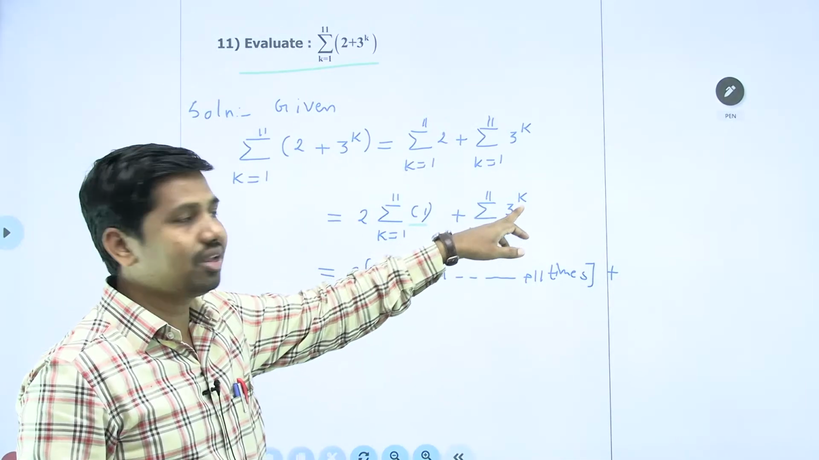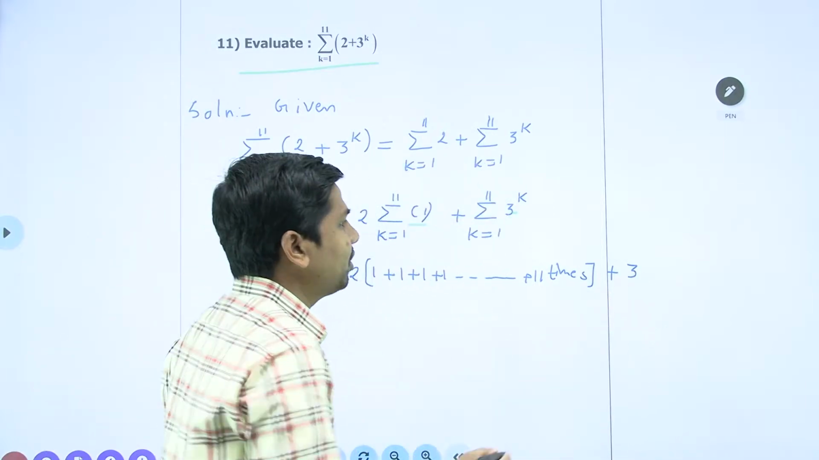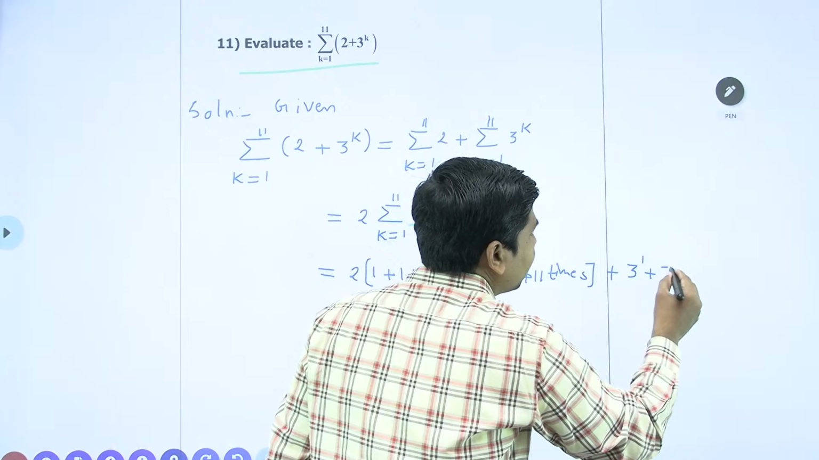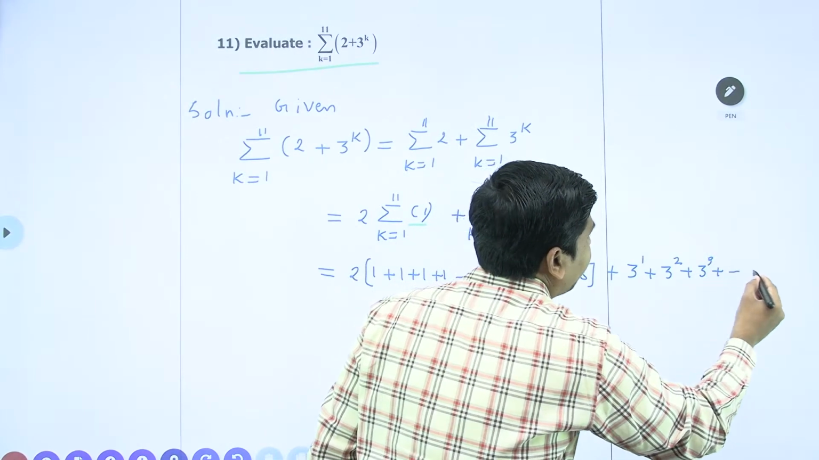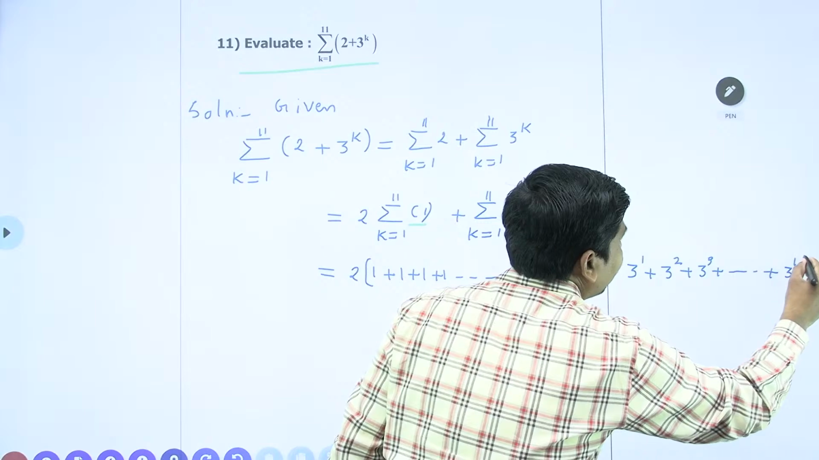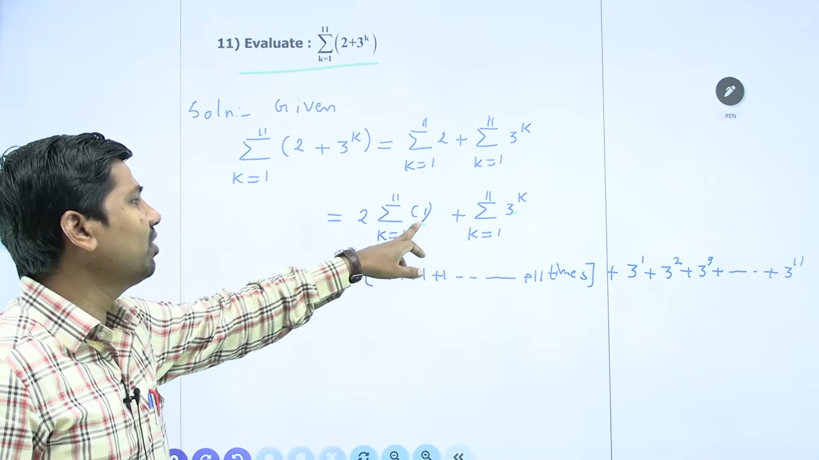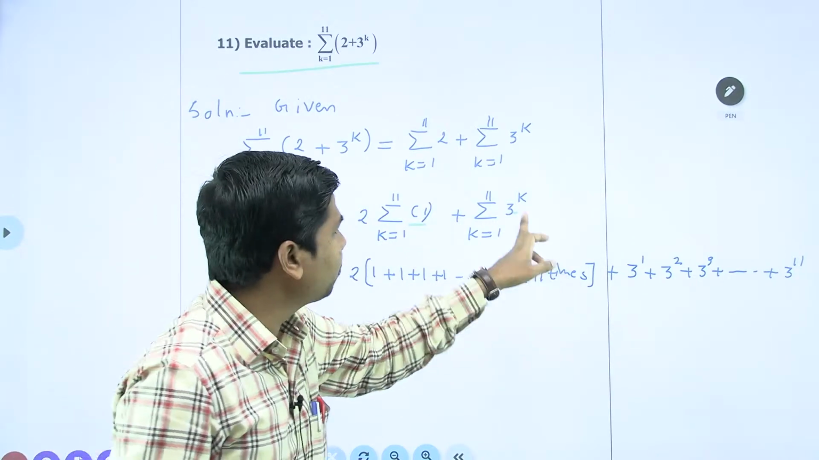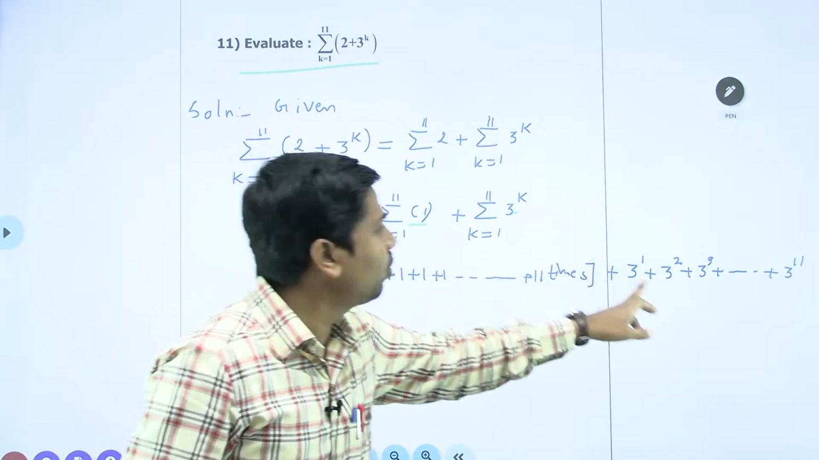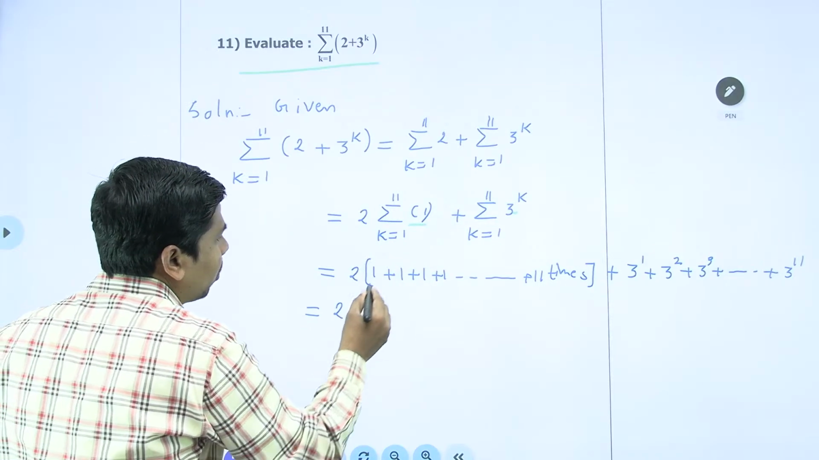Let us replace the k value. That is 3 power k, k from 1 to 11. 3 power 1 plus 3 power 2 plus 3 power 3 up to 3 power 11. It is right. So 2 as this, summation of 1 means 1 is added 11 times, that is 1 plus 1 plus up to 11 times, plus summation of 3 power k, k from 1 to 11, which is equal to 2 into 1 plus 1 plus 1.